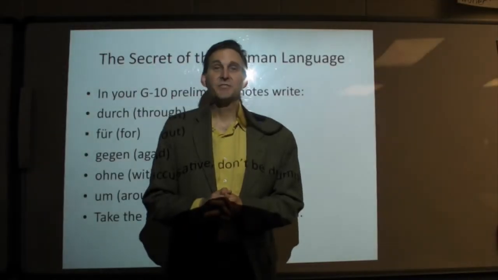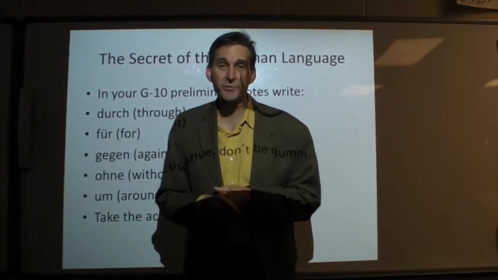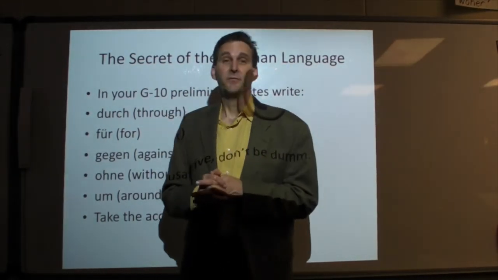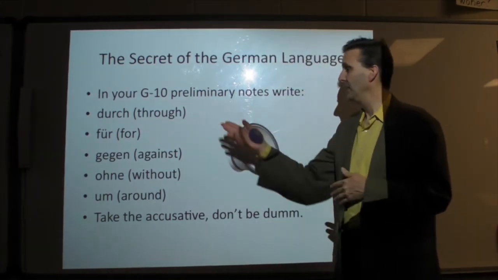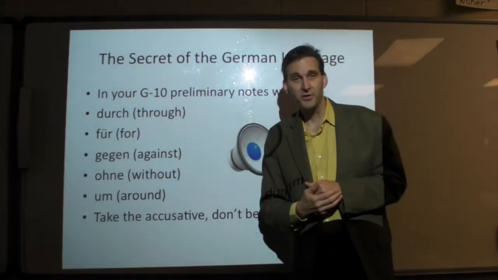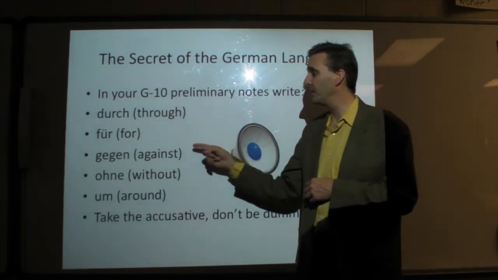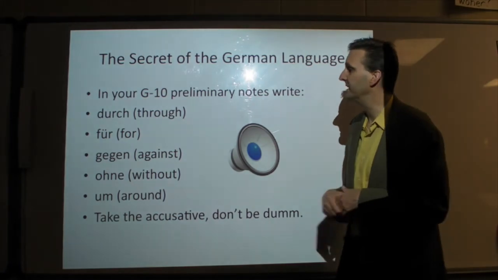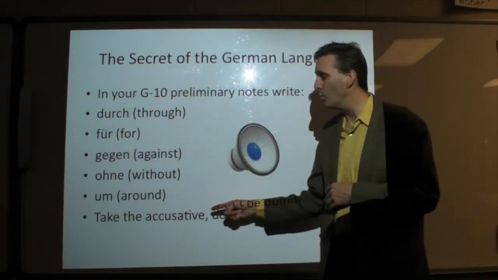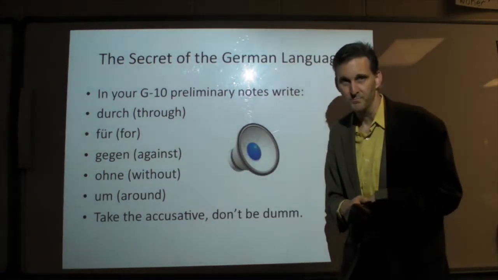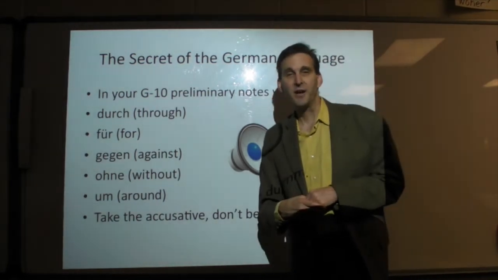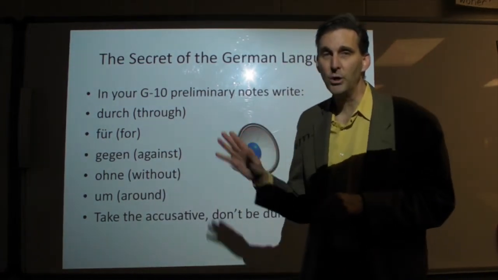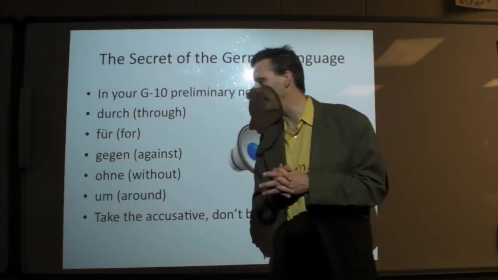Guten Tag. So this is now lesson 7 of The Secret of the German Language, an overview of cases and genders, okay? For those of you who are taking notes, if you would write these ones, wherever you're taking notes here: durch, für, gegen, ohne, take the accusative, don't be dumm, okay? A little rhyme my friends made up to help us remember some of these ones. There's another couple that may go with this list, but I'm just going to stick with this, okay?